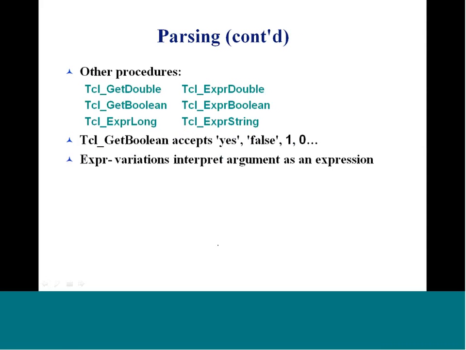And then for parsing there are other procedures. Tcl_GetDouble, these are doubles in the context of floating point numbers. Tcl_ExprDouble, Tcl_GetBoolean, Tcl_ExprBoolean, and then Tcl_ExprLong and Tcl_ExprString. Tcl_GetBoolean accepts true, false, 1 or 0. The expr procedures are basically variations that evaluate an argument as an expression.